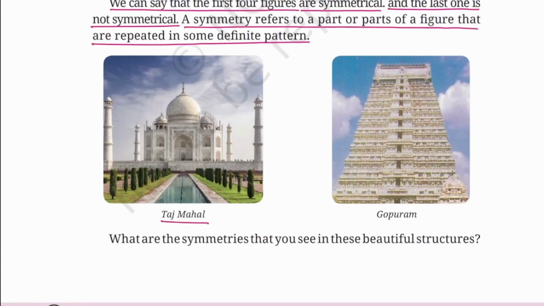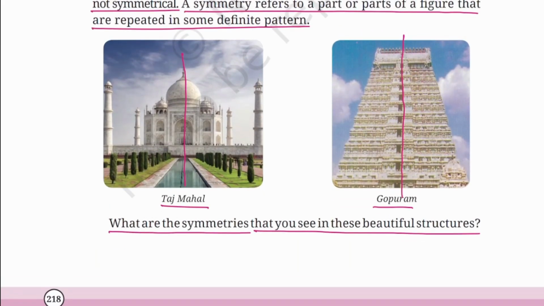You can see a symmetry in the Taj Mahal about this line. Similarly, you can see symmetry in the Gopuram about this line. What are the symmetries that you see in these beautiful structures? You can see this left portion is the mirror image of this right portion. Similarly, in this too.